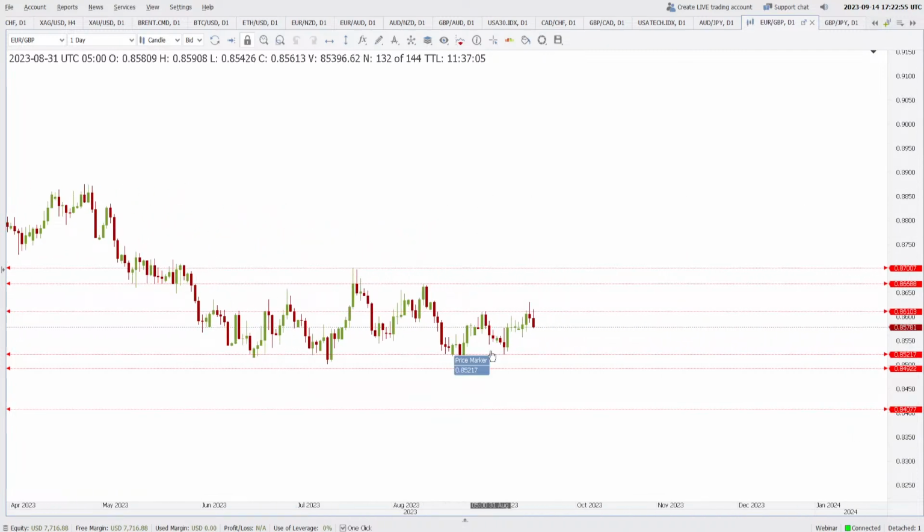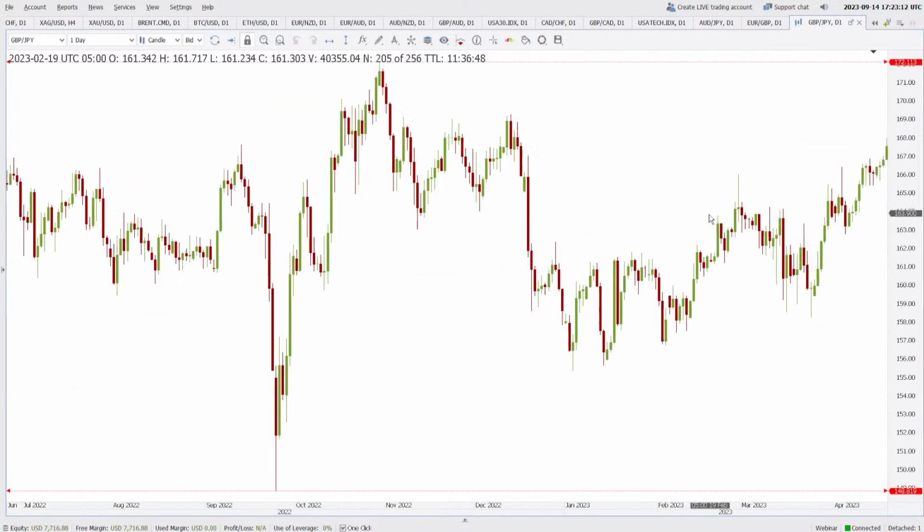Euro GBP, finally bullish, bearish pin bar, and again strike at the resistance, and again a bearish pin bar. So this is suggesting to me price is going towards 0.8521 on the upside. Resistance should be seen as 0.8610. Support is 0.8521.